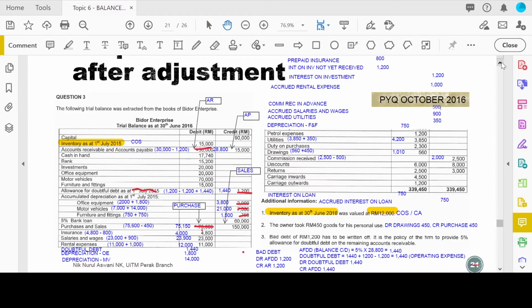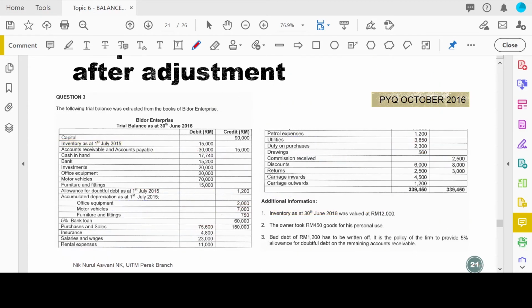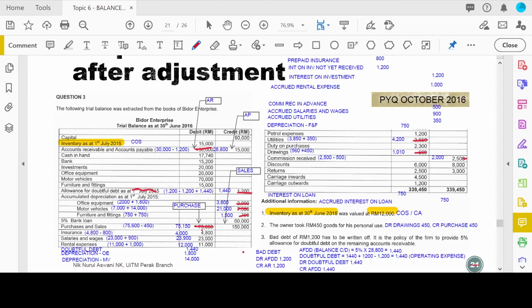You have to scribble on your paper. It will be messy like this one, but it will help you prepare the final accounts very fast after that, because you have updated everything. Then you have to replace the balances with the new balances. So when you transfer, make sure you transfer the new balance.